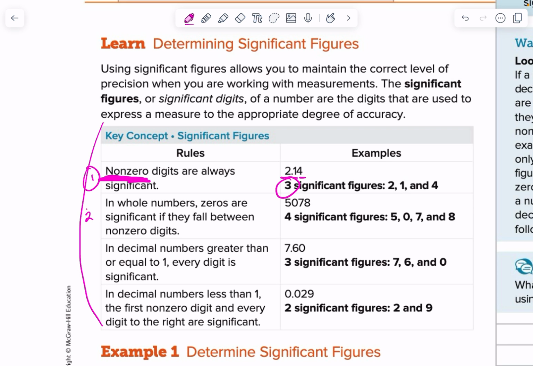The second thing says if it's a 0, but it's in between 2 non-zero numbers, like this 0 is in between 5 and 7, that 0 is also going to be significant. So zeros are significant if they fall between non-zero digits. So this would have 4 sig figs. The 0 here would be considered significant, okay?